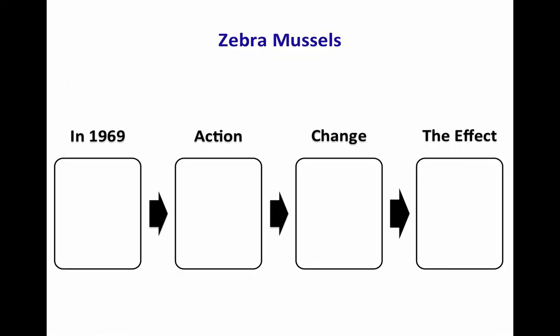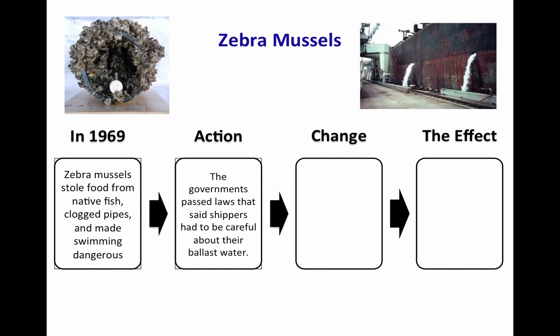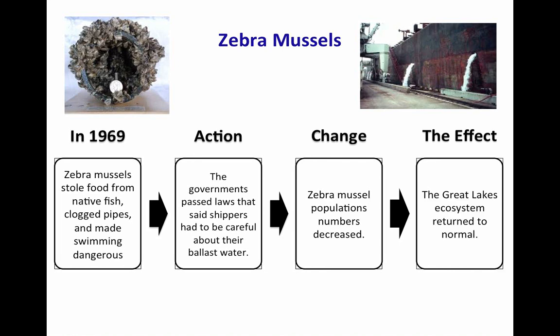Since the 1960s, things have gotten better in the Great Lakes. In 1969, zebra mussels were stealing food from native fish, clogging pipes, and making swimming dangerous. So the government took action. The governments of the US and Canada passed laws that said that shippers had to be careful. They had to be careful about their ballast water, and they had to be careful about zebra mussels being attached to the outside of their ships. This caused a pretty good change. The zebra mussel population decreased in number, and the effect was that the Great Lakes ecosystem was able to return to normal.